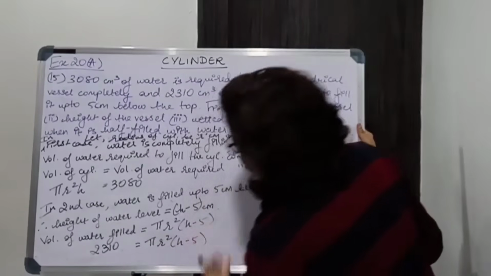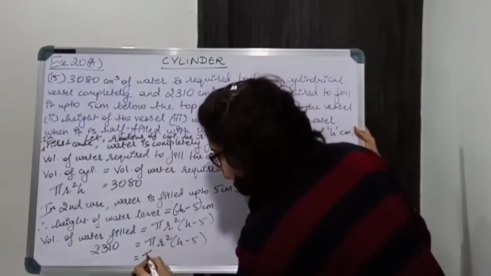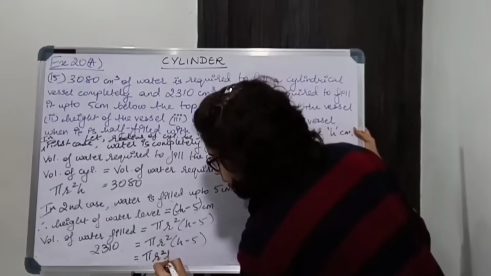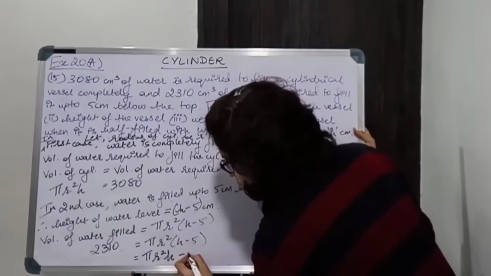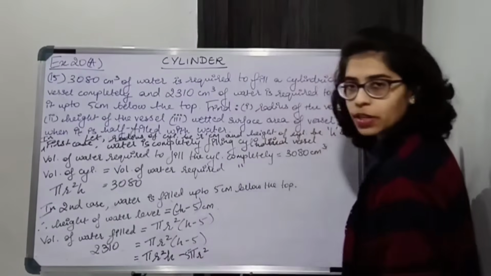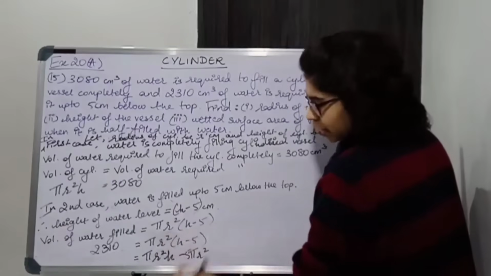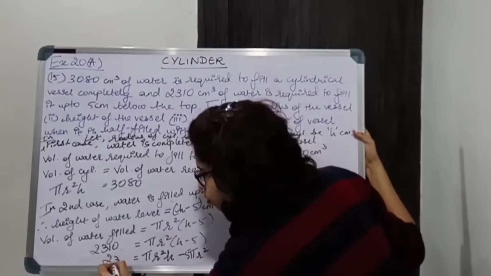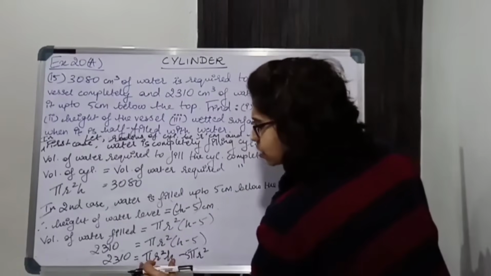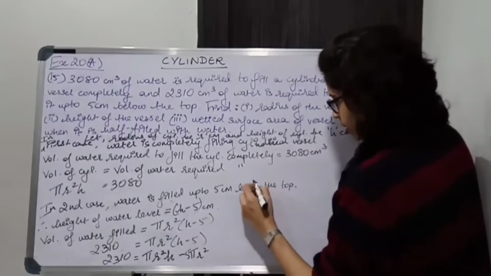Pi r square into h minus 5. Now pi r square h minus pi r square into 5, that is 5 pi r square हो जाएगा. ठीक है. I opened the brackets, pi r square multiplied by h minus 5 pi r square is equal to 2310. Pi r square h is what? It is 3080. ठीक है.